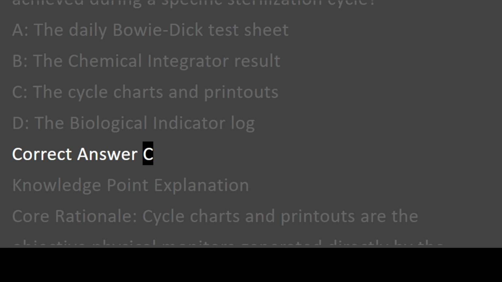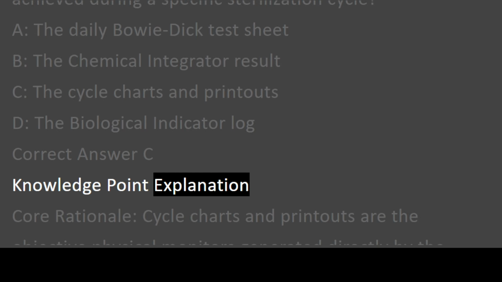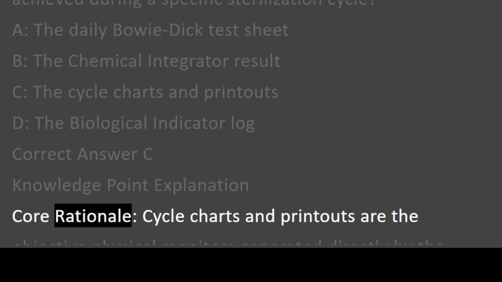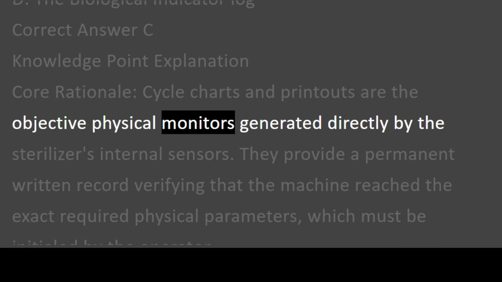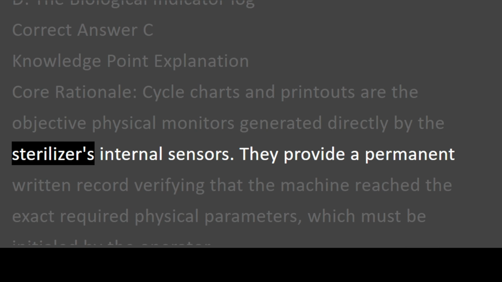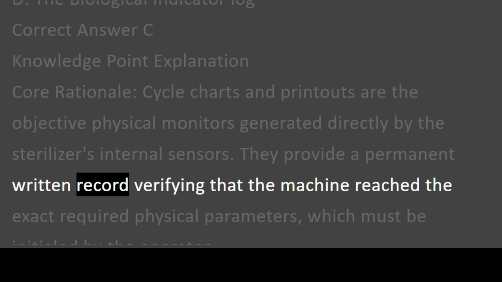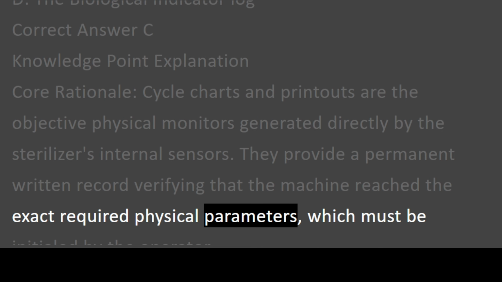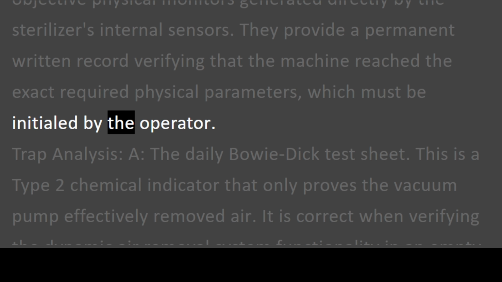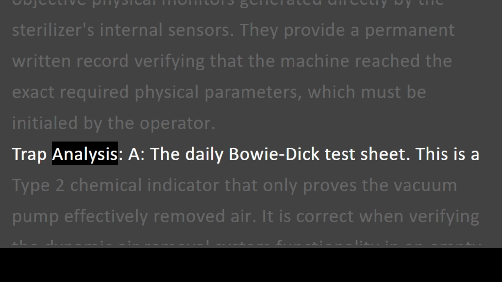Correct answer C. Knowledge point explanation. Core rationale. Cycle charts and printouts are the objective physical monitors generated directly by the sterilizer's internal sensors. They provide a permanent written record verifying that the machine reached the exact required physical parameters, which must be initialed by the operator. Trap analysis.